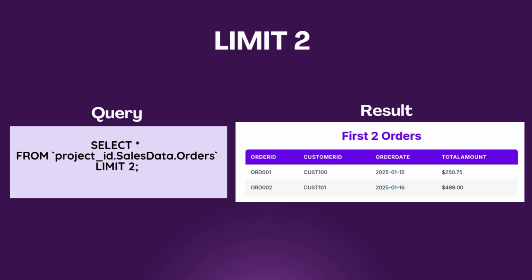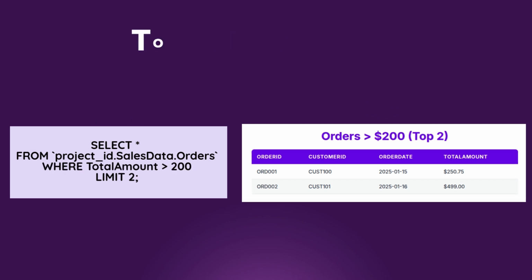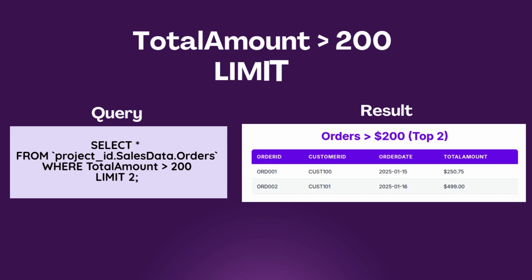You can also combine where and limit. Suppose you want to see just the first two orders that have a total amount greater than 200. The query would look like this. Select * from _project_id.sales_data.orders where total_amount > 200 limit 2.